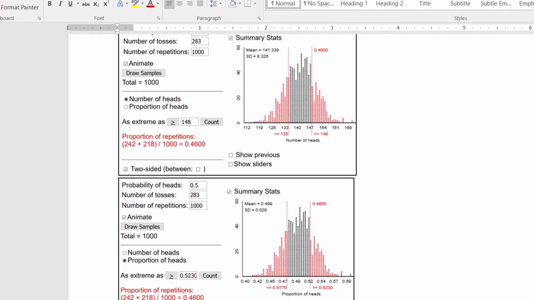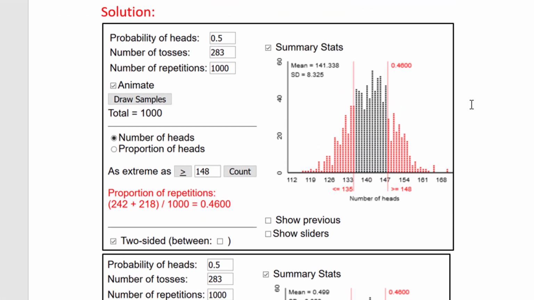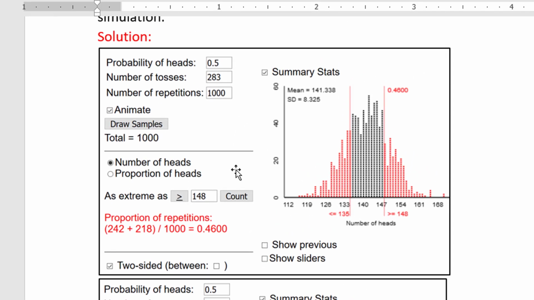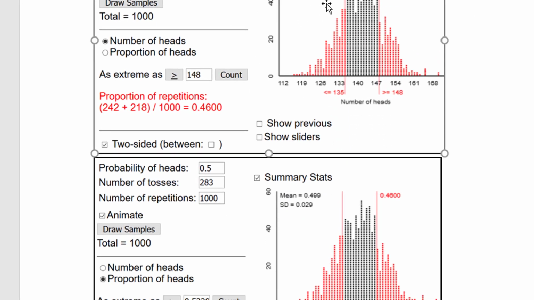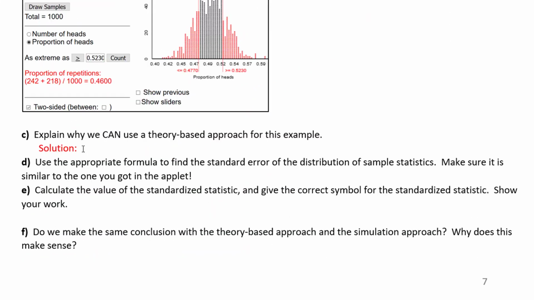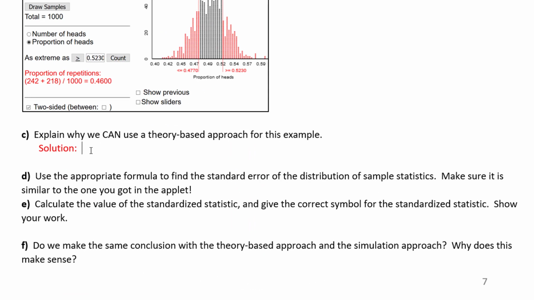that. So we see when we're on number of heads, it's centered at 50% of the 283, so it's centered at about 141.5. When we're on proportion of heads, it's centered at about 0.5. It says the mean is 0.499. When we're on number of heads, the standard deviation was 8.3 approximately, and when we're on proportion of heads, the standard deviation is about 0.029. Part C asks to explain why we can use a theory-based approach. We're allowed to use a theory-based approach because we have met the validity conditions.